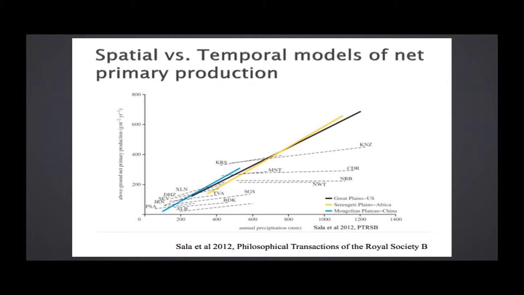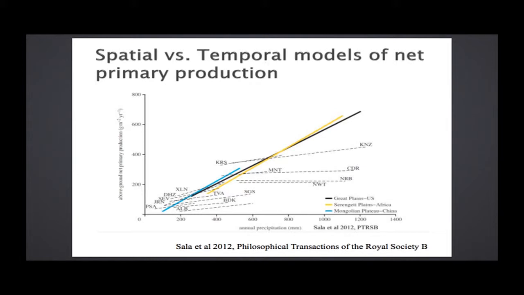And again, what we have here is precipitation. What we have here is production. The color lines represent the spatial models. So this is the relationship between changes in mean annual precipitation and changes in mean annual production. And all these dotted lines are the temporal models for all these different regions. So the very strong difference is that the slope is much shallower through time than across space. And you'll see that the temporal models also explain much less than the spatial models.